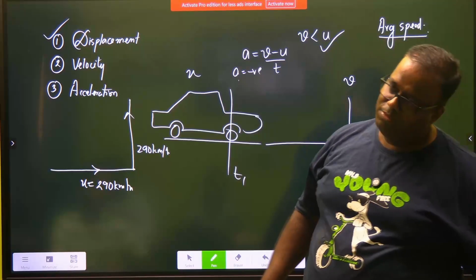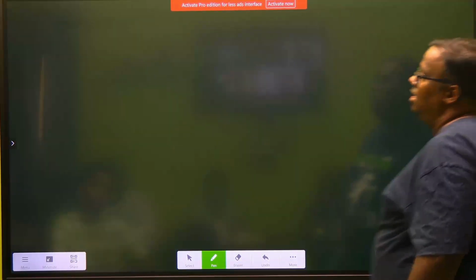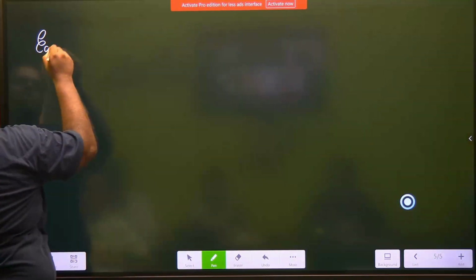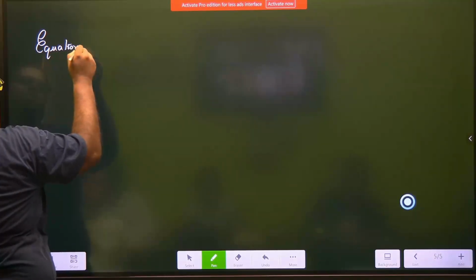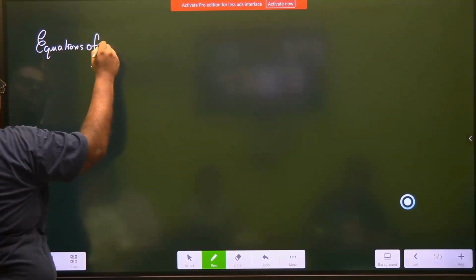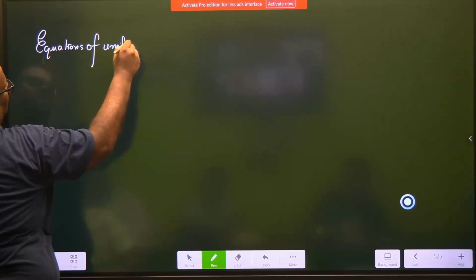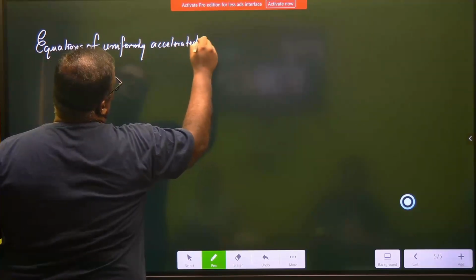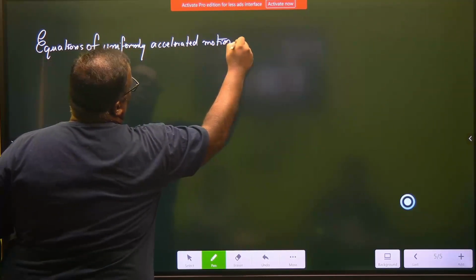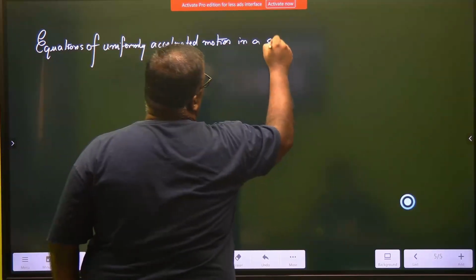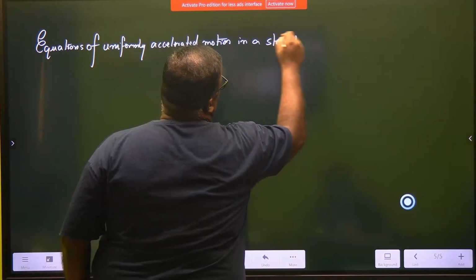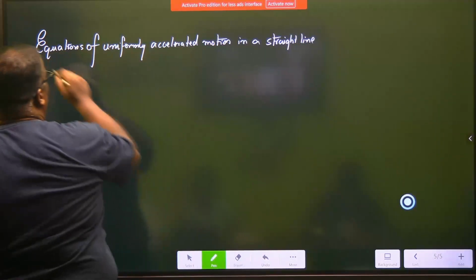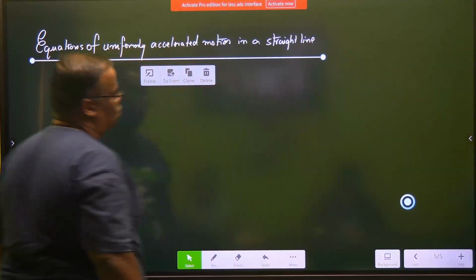Okay? So we start now with equations of motion. Little bit better language. Equations of motion, everyone will say, but will not say the equations of uniformly accelerated motion in a straight line. Now there is no loophole left. Now you have not left any loophole. Equations of uniformly accelerated motion in a straight line.